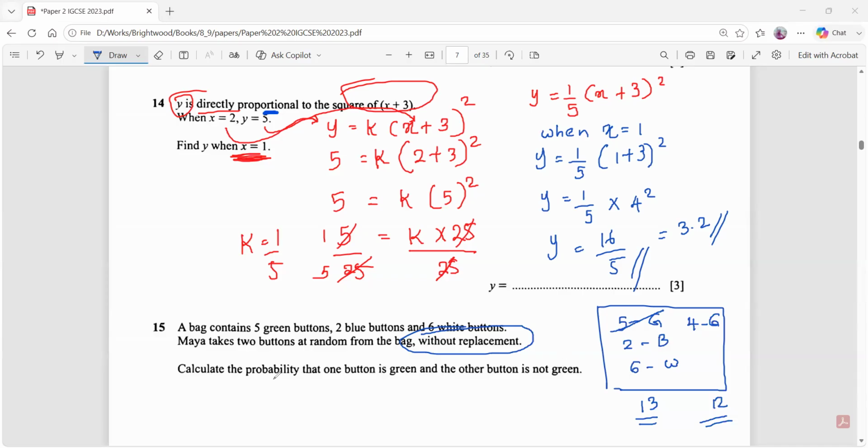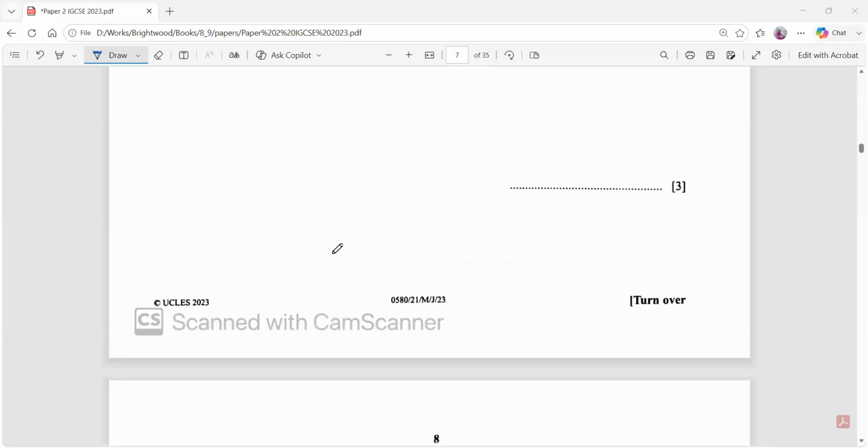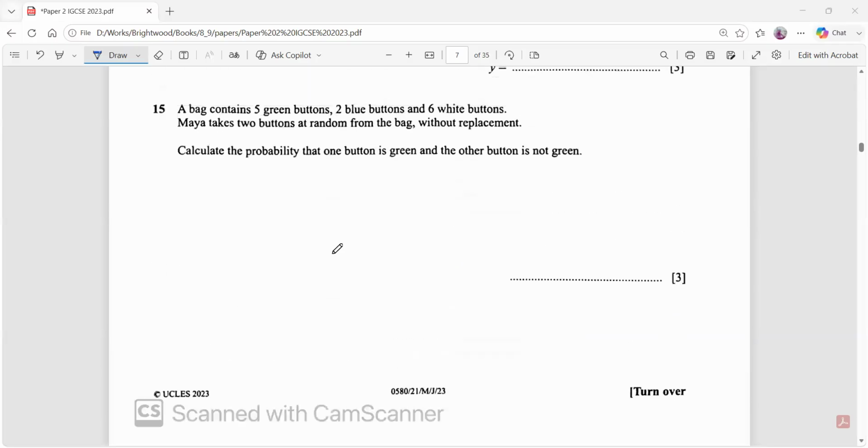Now they ask to calculate the probability that one button is green and the other button is not green. First button is green, other button not green. How to do it? What is the probability? How to find probability? You take the favorable outcomes and divide by the sample space.